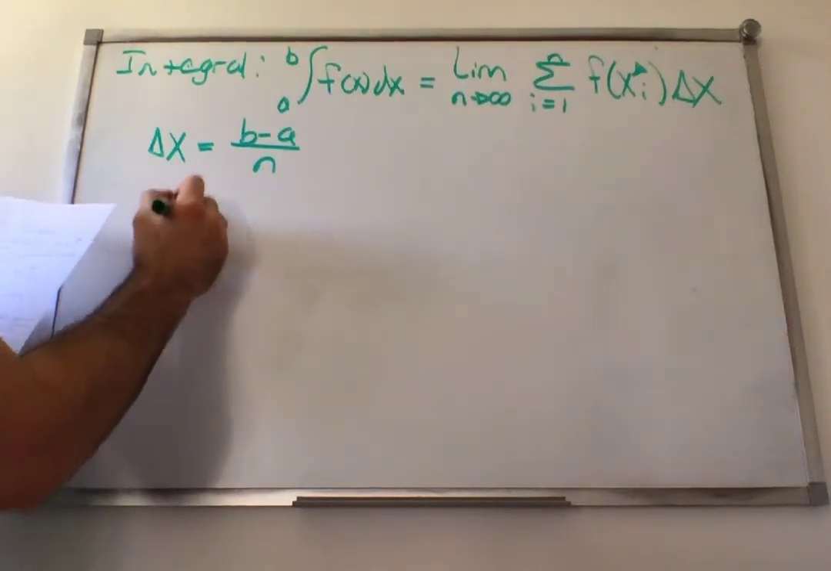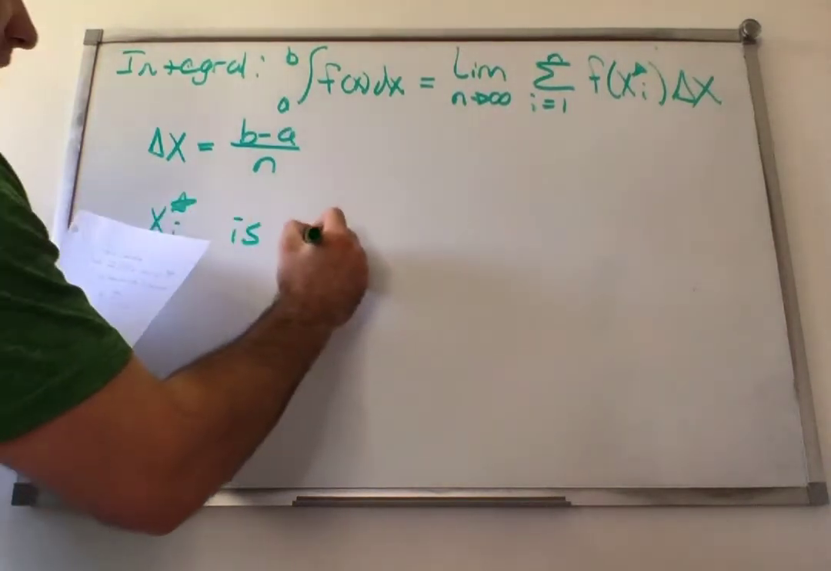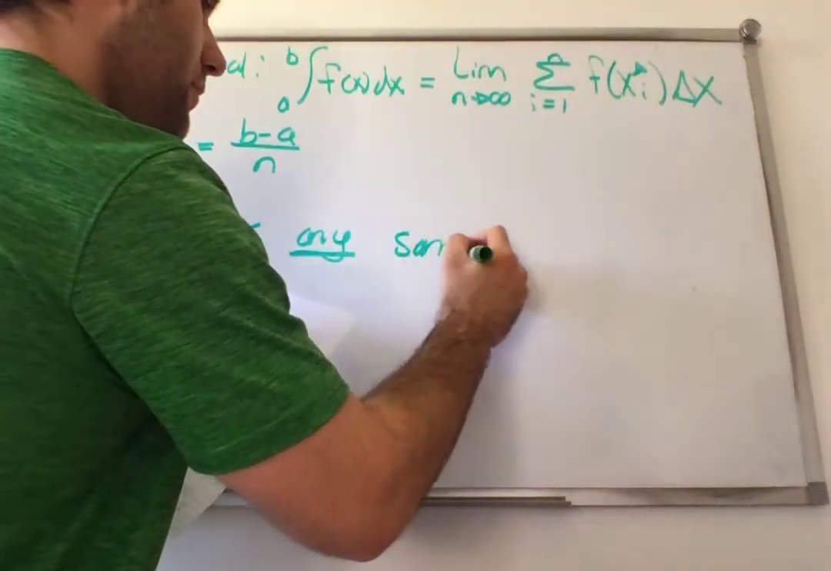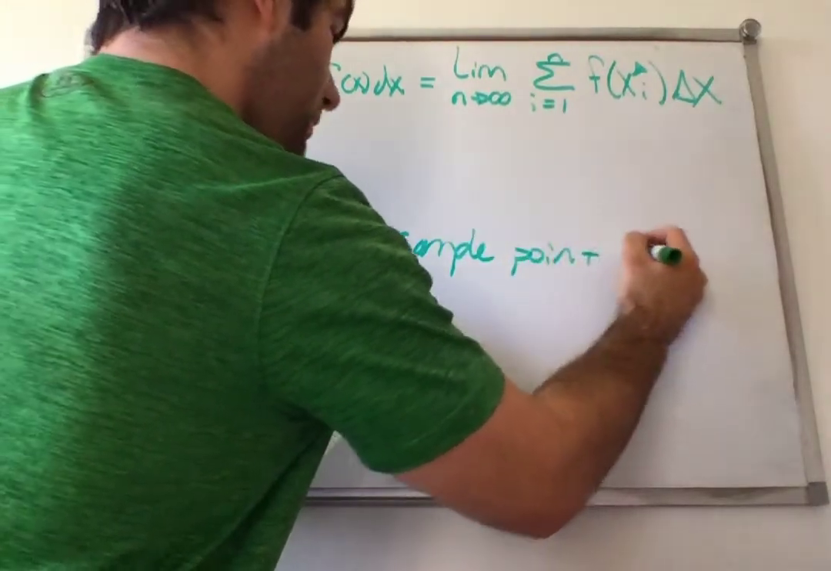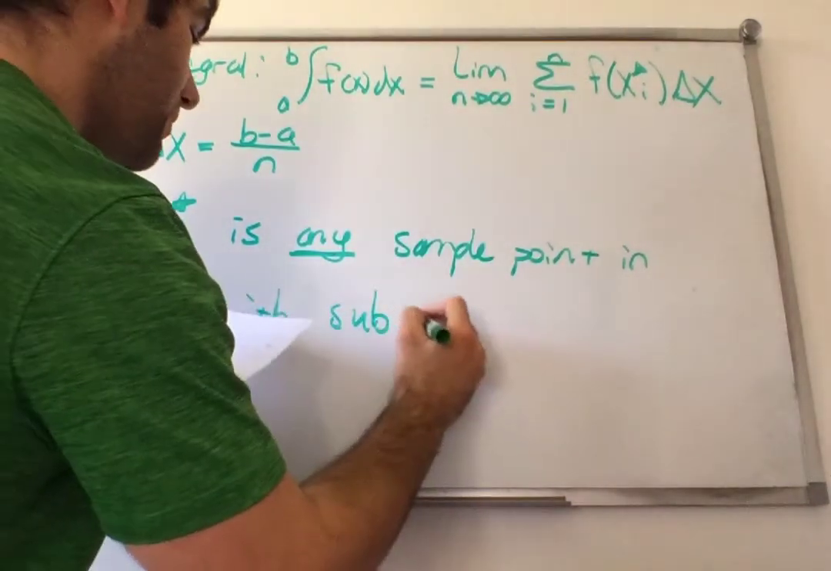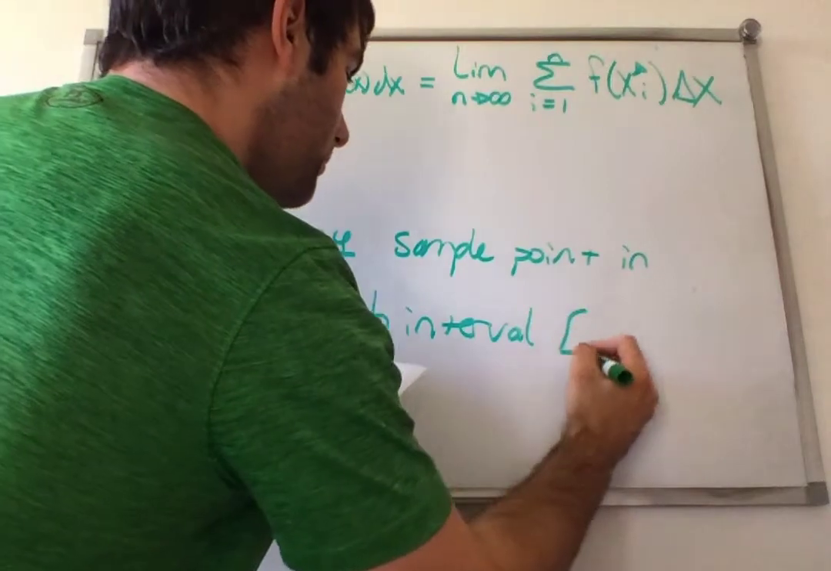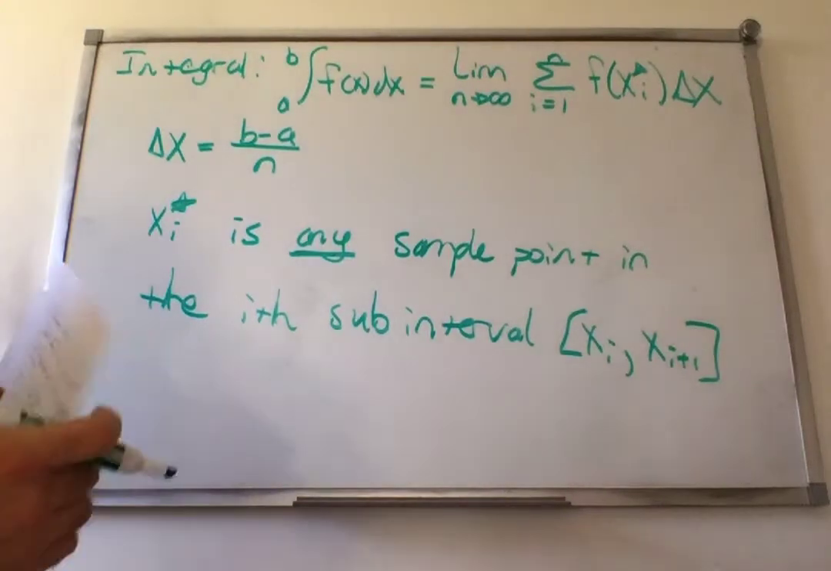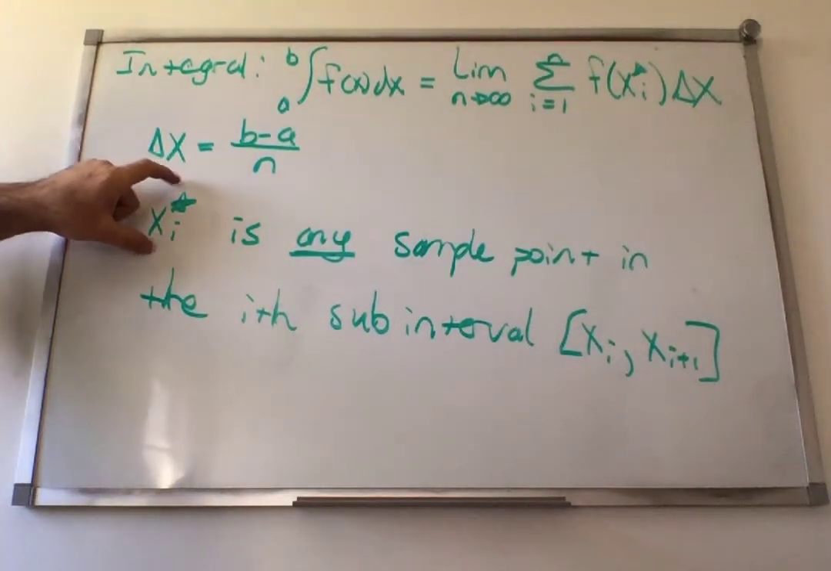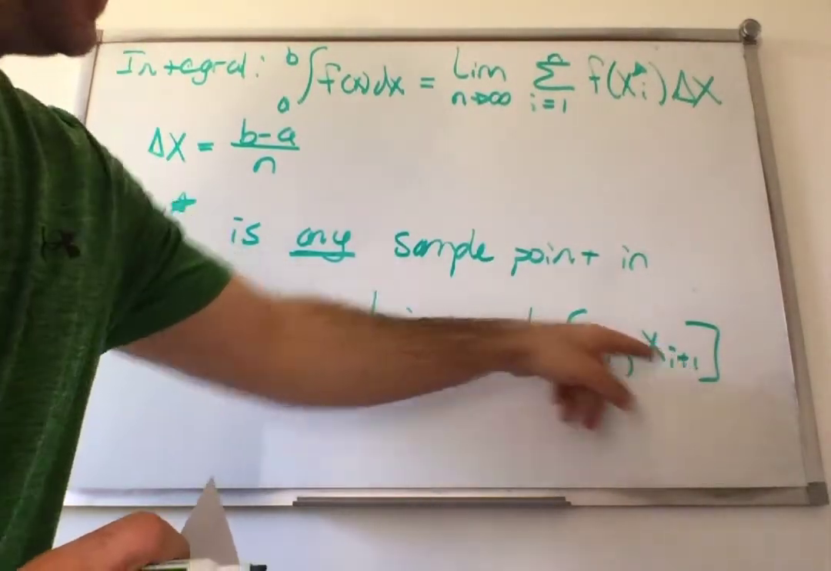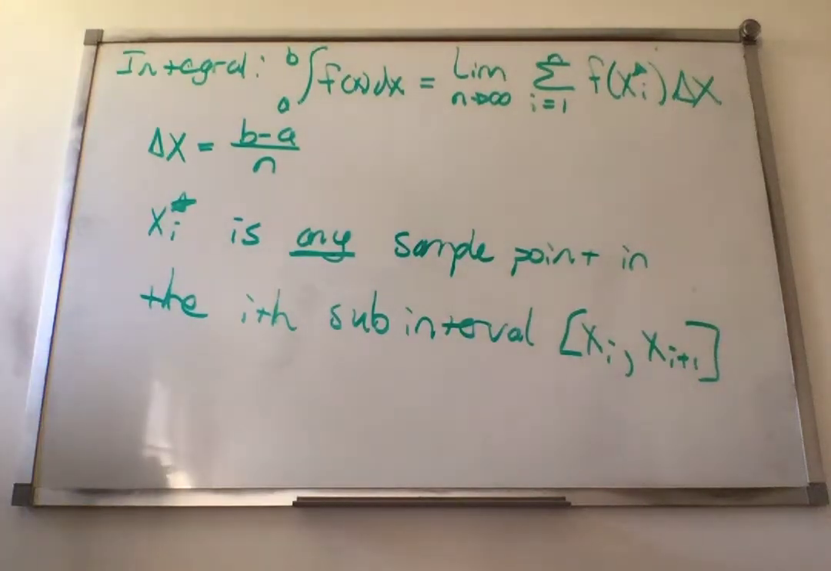and x sub i star is any, that's very key right here, any sample point in the ith subinterval, x i to x i plus 1. So this x i star is any sample point in our interval. For this interval, this is the bottom of our rectangle. And we're just picking any point in that interval.